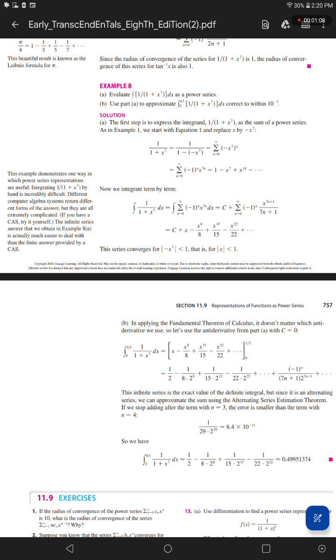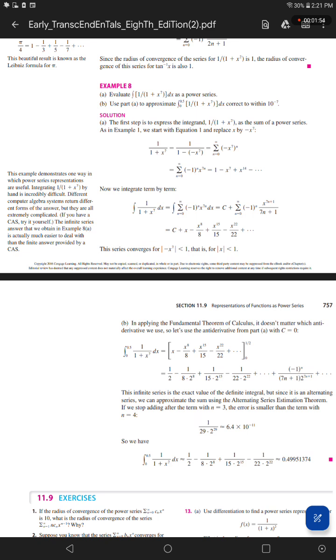Sidebar. This example demonstrates one way in which power series representations are useful. Integrating 1 over (1 plus x to the 7th power) by hand is incredibly difficult. Different computer algebra systems return different forms of the answer, but they are all extremely complicated. If you have a CAS, try it yourself.